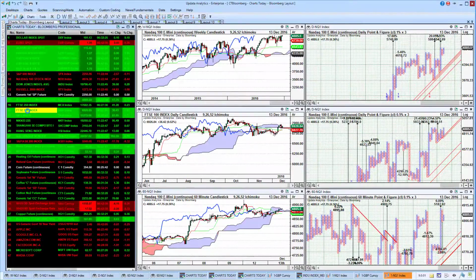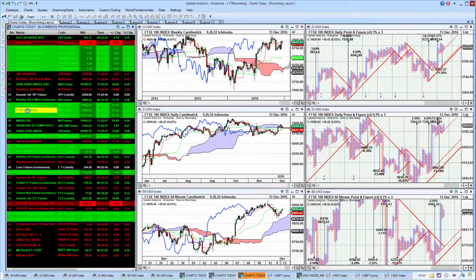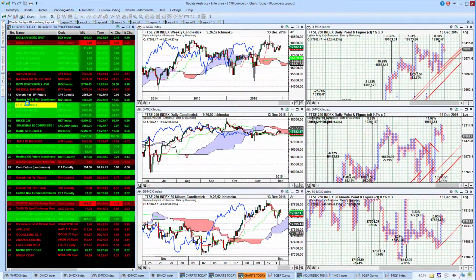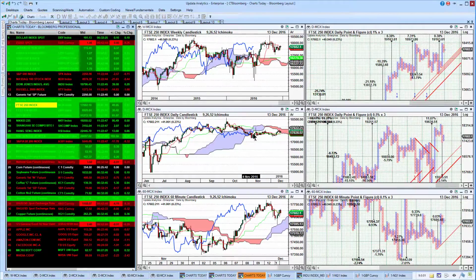Taking a look at the FTSE 100 index, that's starting to look pretty bullish as well, above the cloud on all time frames, and the 250 much the same. Not quite as bullish on the daily, but it is being pulled up by the rest of the market.